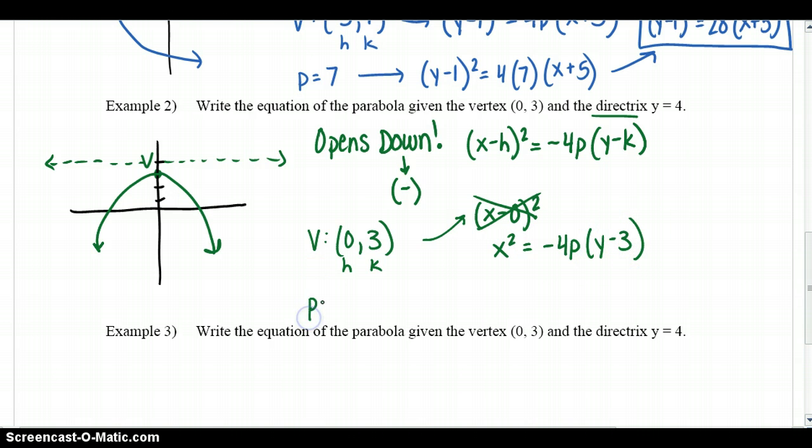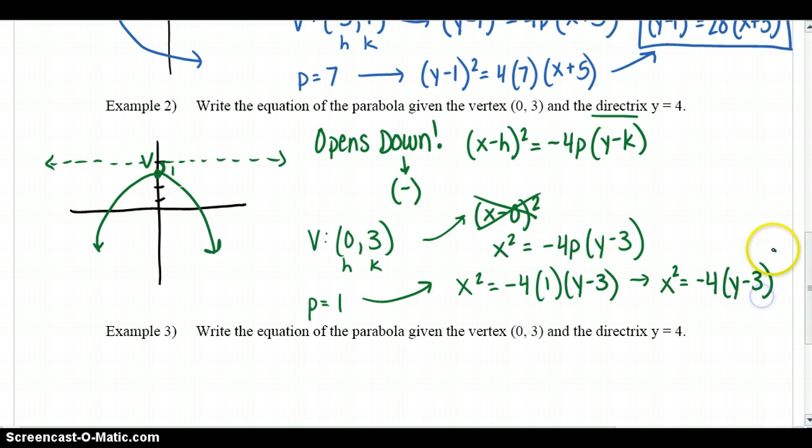And then the last piece is p. Once again, p is the distance from the vertex to either the focus or the directrix. So right here I can see that distance is just 1 unit. So p is going to equal 1. If I plug that in, x squared equals negative 4 times 1 times (y minus 3). And that'll give me x squared equals negative 4 times (y minus 3). And there's the equation for our parabola.